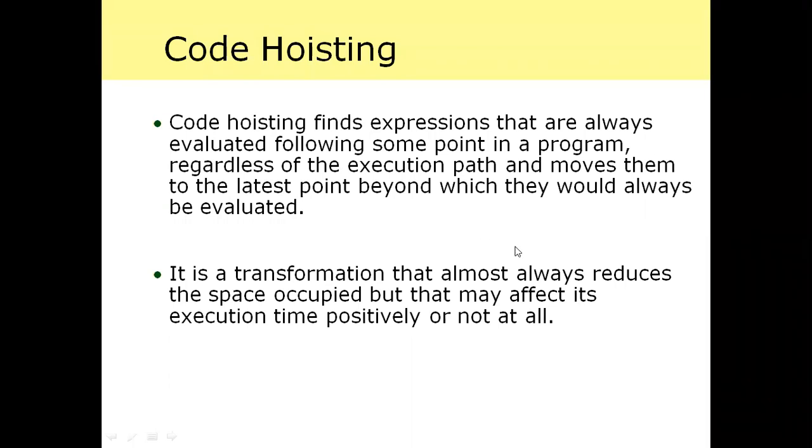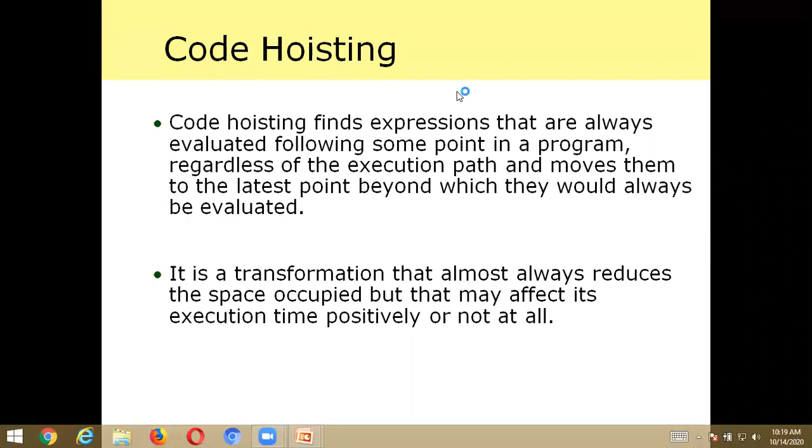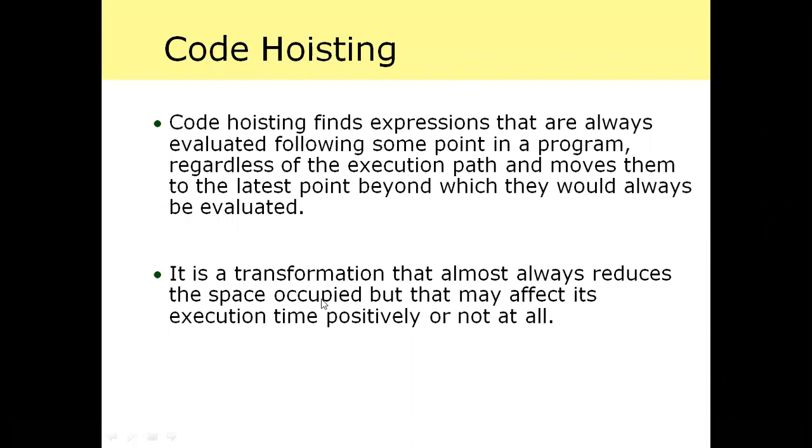Code hoisting always reduces the space occupied, but it may affect execution time positively or not at all sometimes. So this is an advantage here. To reduce the space occupied, we need to apply a transformation like code hoisting, right? But it should not negatively affect execution. It may help time positively or may not. Make a note of this. This is the most important transformation technique, because to get our target code in an efficient manner, this transformation plays a major role just by reducing the space, right?